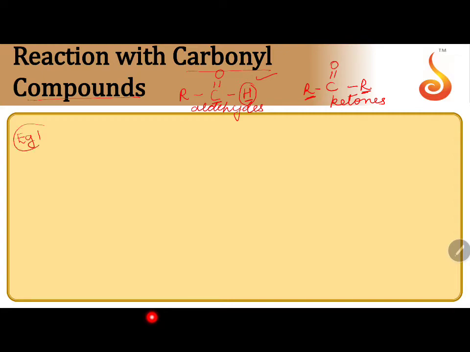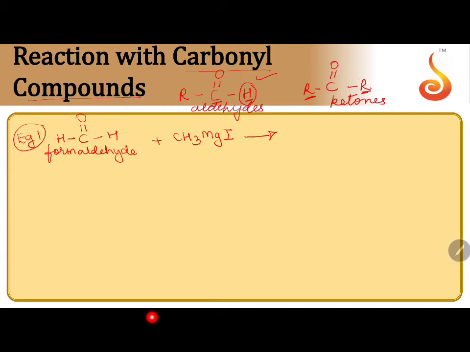So my first reaction, I'm taking the simplest aldehyde, that is formaldehyde. Formaldehyde is also called methanal. IUPAC name is methanal. So formaldehyde, what happens when I'm adding Grignard reagent? For an example, I'm taking here methyl magnesium iodide. Now this is an addition reaction.